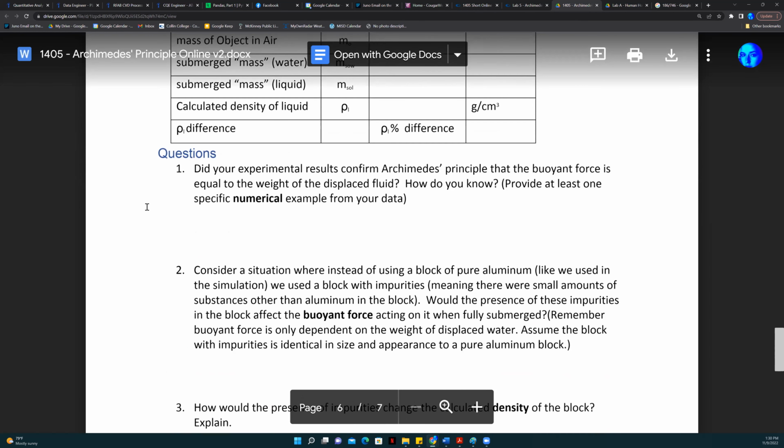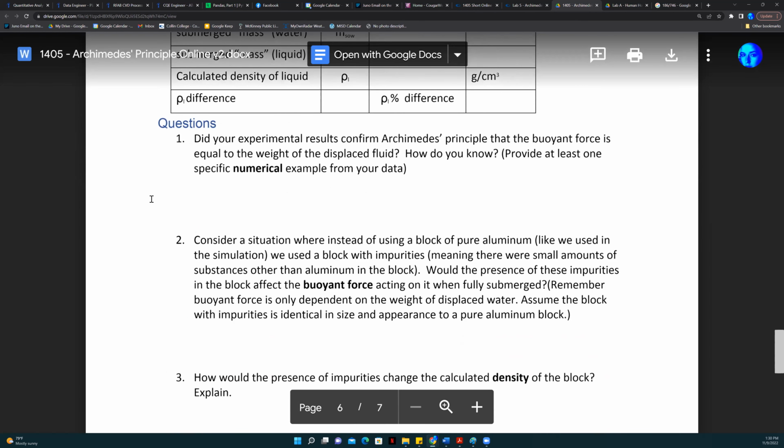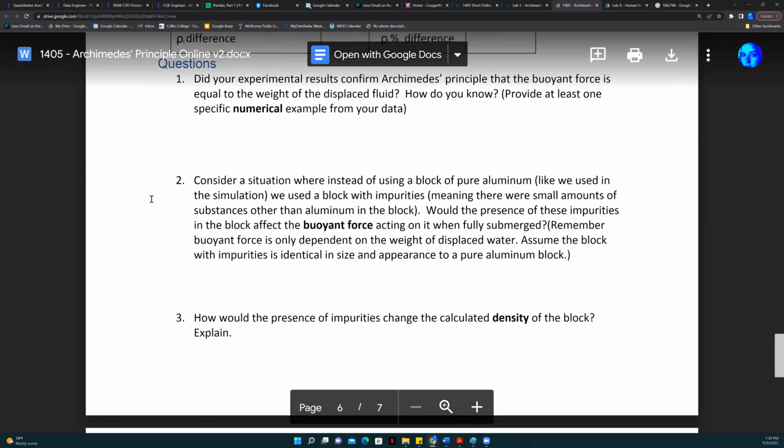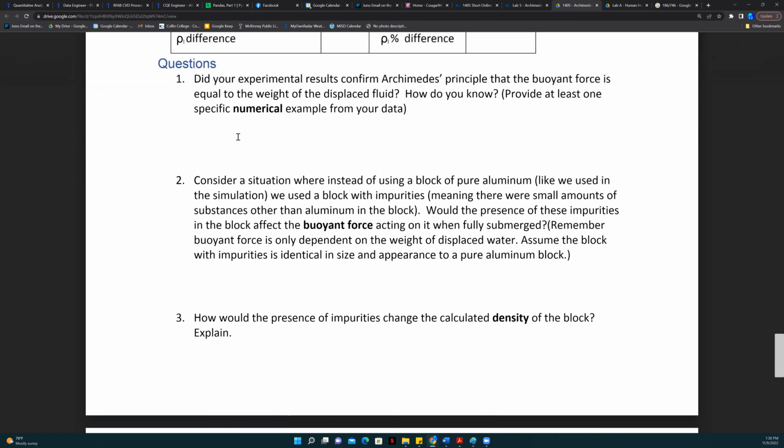Okay. So the questions, one of the tricky things, and if I bolded it, it means that somebody or a lot of people made an oops. So numerical example means that you need to actually say from the lab, I got this number and this number, and because these two numbers add or subtract or whatever you find to this number, then that proves the principle.